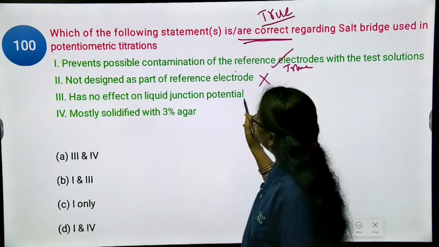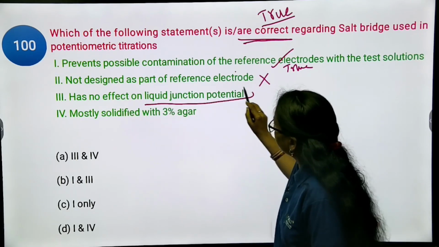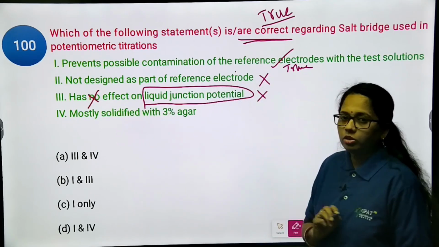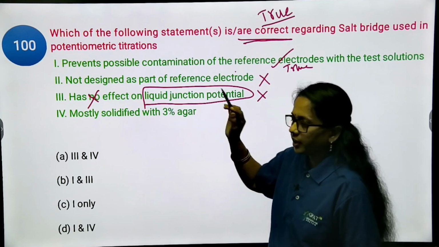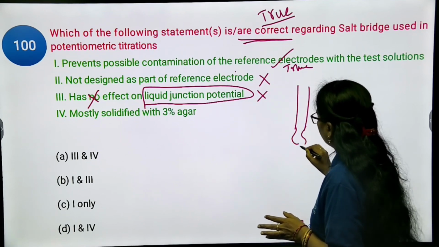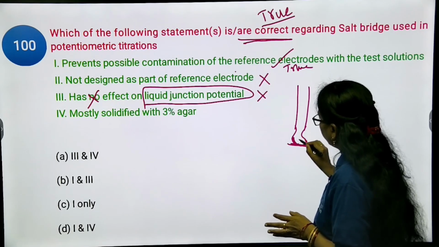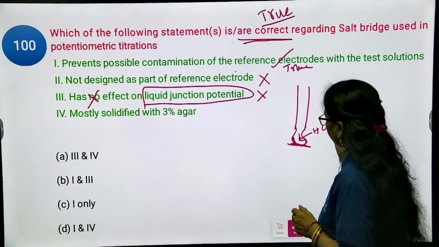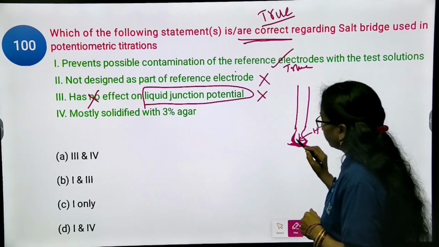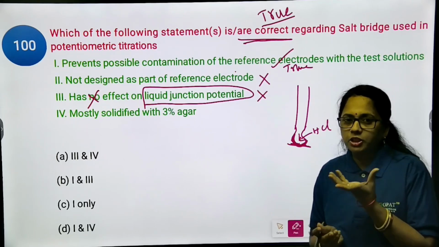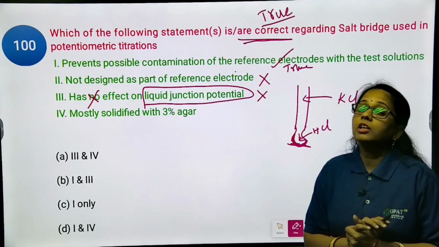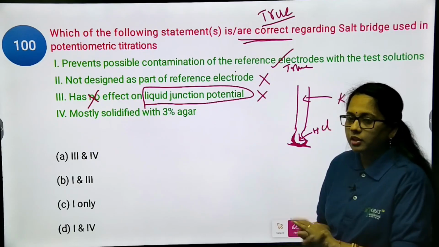Has no effect on the liquid junction potential. Definitely it has a liquid junction potential, so obviously the third option is also not true. Definitely it has an effect on liquid junction potential. Whenever we are observing the glass electrode, inside HCl solution will be there. Whatever junction potential develops at the tip of that bulb, it is going to make it zero. So that's why in the reference electrode itself we have the provision to fill the KCl solution, which is acting as a salt bridge.